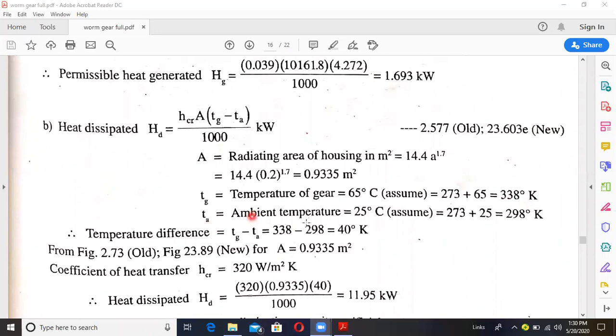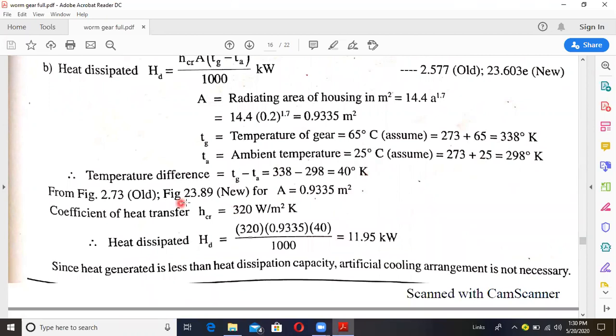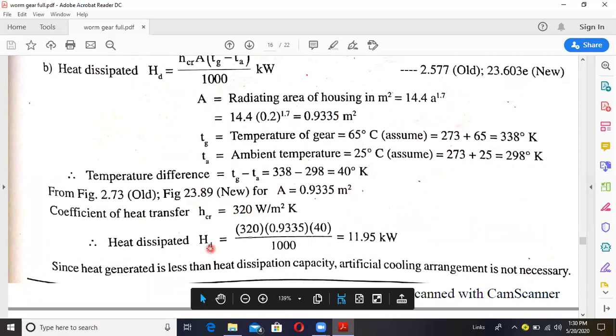Again, Ta is the ambient temperature. It is not given, so we assume it is equal to 25 degrees Celsius. Convert into kelvin, then we get 298 kelvin. Another unknown is HCR. From figure number 23.89, based upon the radiating housing, we note down the coefficient of heat transfer HCR using the area of housing. So we get HCR equal to 320. Now substitute HCR, area, Tg, Ta and calculate the heat dissipated HD. We get heat dissipated equal to 11.95 kilowatt.